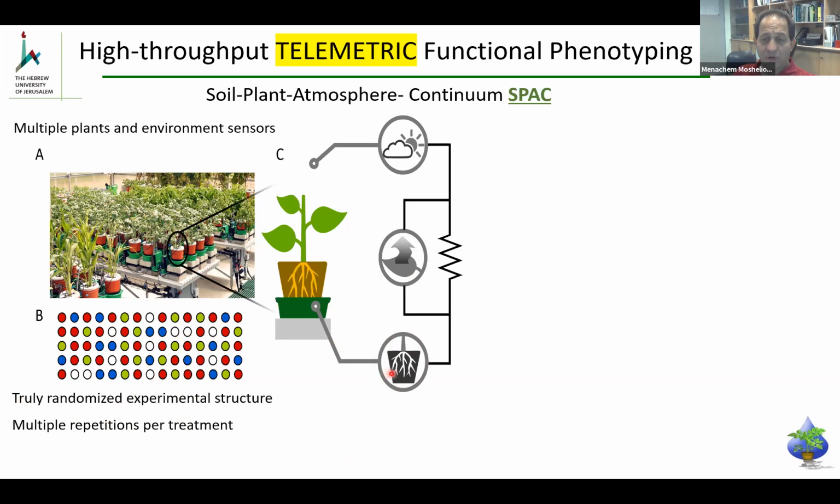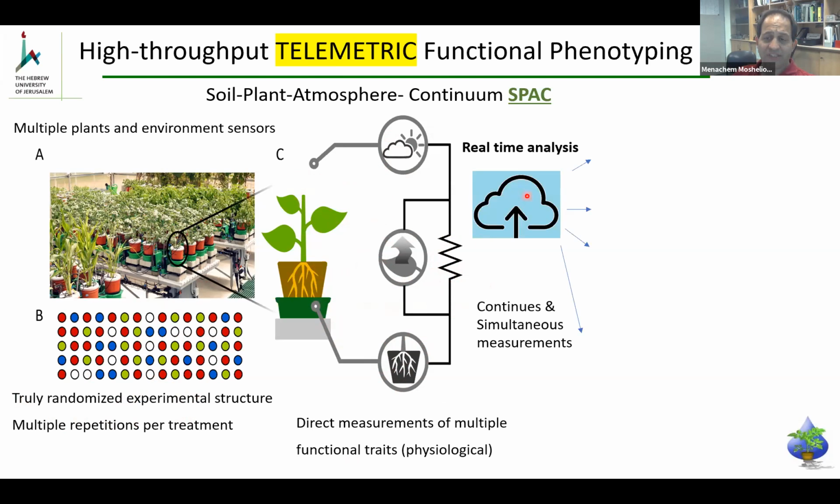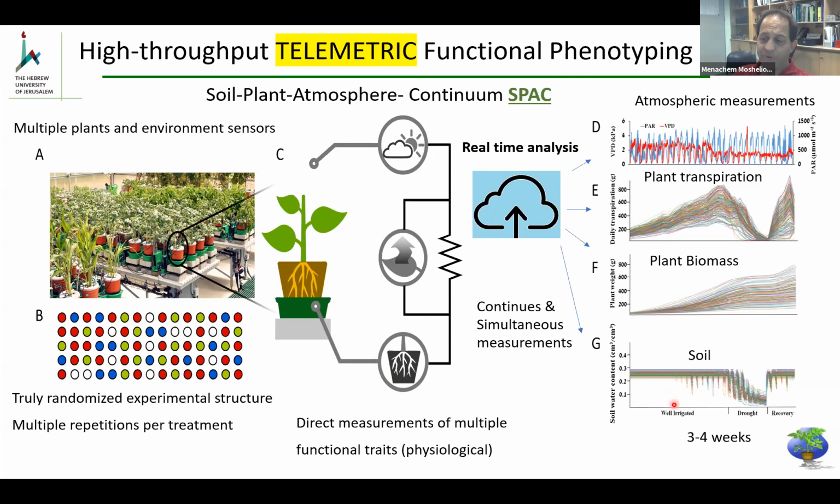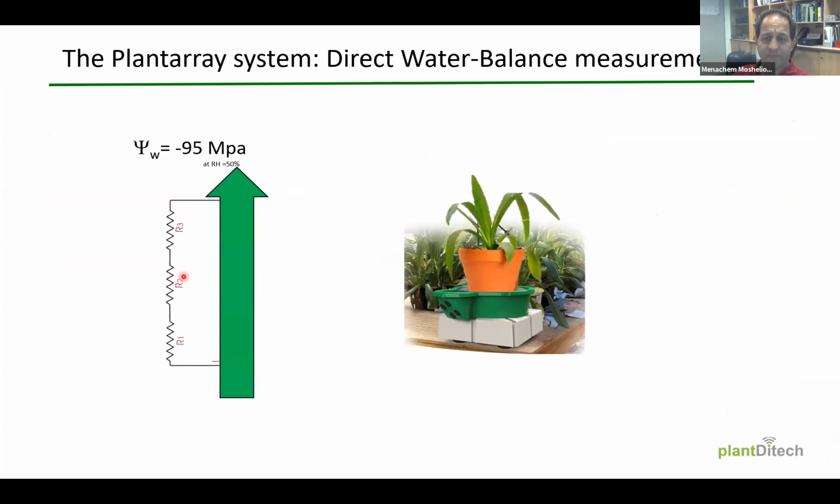So we measure the soil, the plant, and the atmosphere. Each plant is like a resistor. We measure the flux of water through the plant. All the data goes to the cloud. We don't need any big servers. The analysis is done in this controller that you see here, on the spot, then goes to the cloud and brings me the data. So we get the soil, plant, and atmosphere data continuously and simultaneously on all the plants.